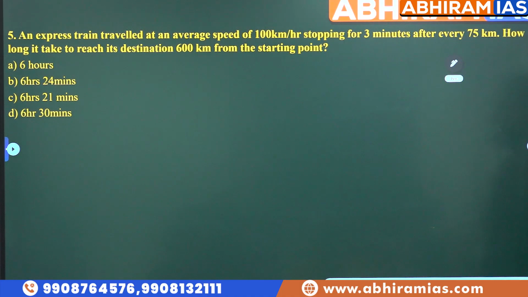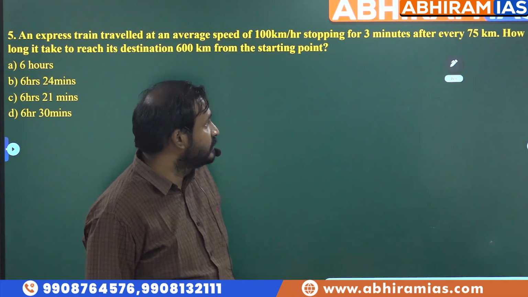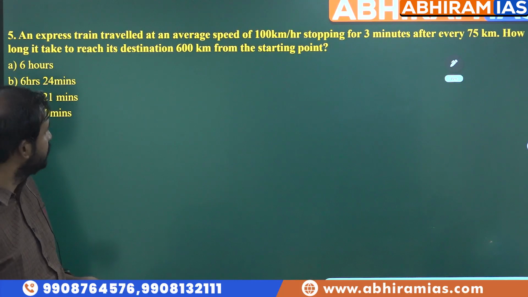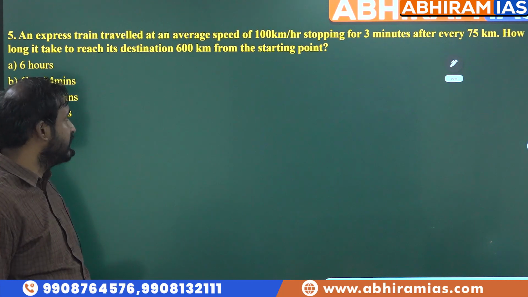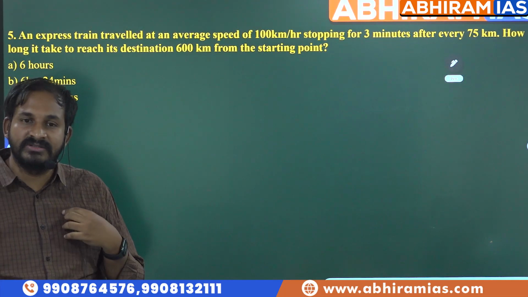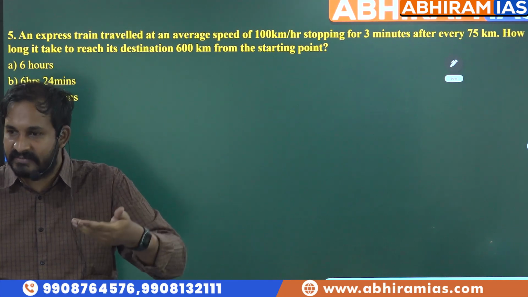An express train traveled at an average speed of 100 km/h, stopping for 3 minutes after every 75 minutes. For every 75 minutes, it is stopping for 3 minutes. Sorry. How much long it will take to reach a destination of 600 kilometers? If there were no stops, what would we have done? We would have done 600/100. Directly distance by speed.